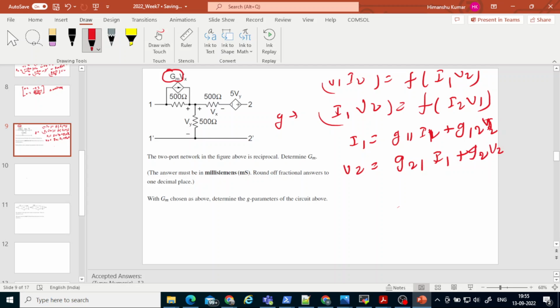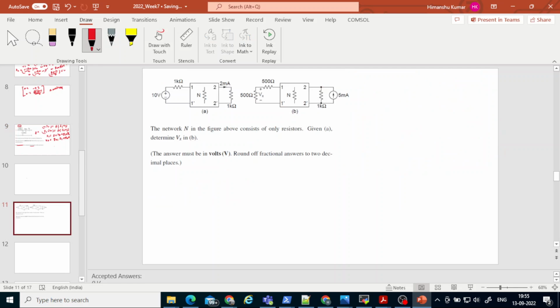So similar to our earlier case, by choosing the appropriate conditions we can find the G parameters. It's just the reverse of those H parameters. Okay, this problem was similar to our previous problem, so now let's just move to the next problem.